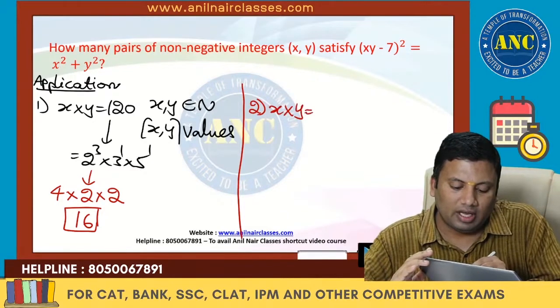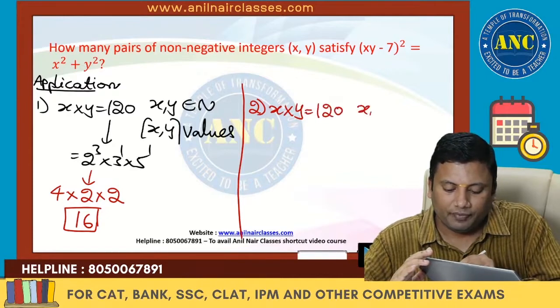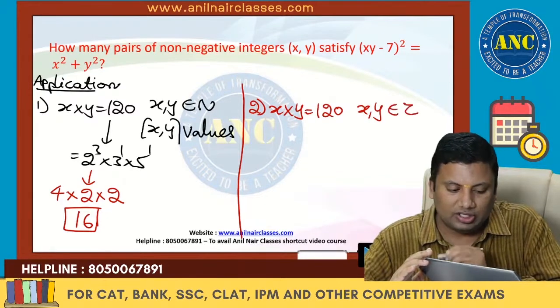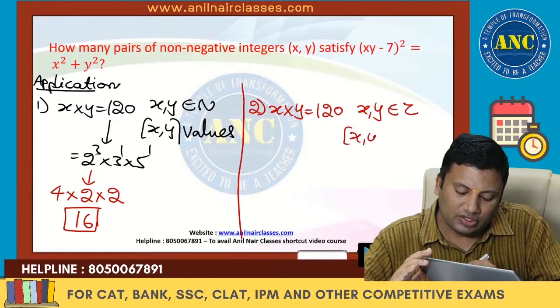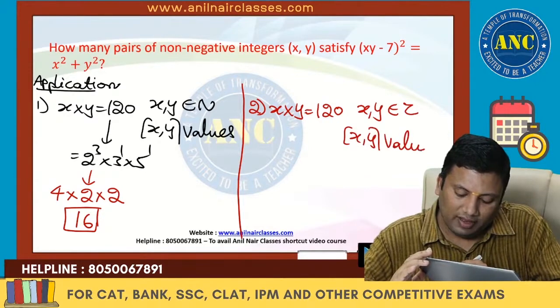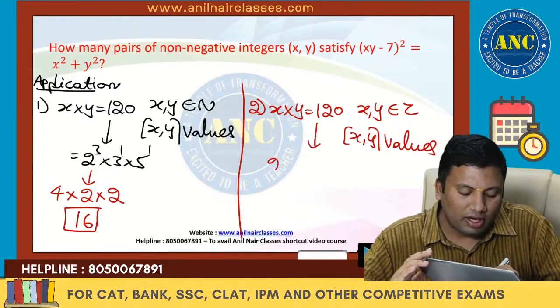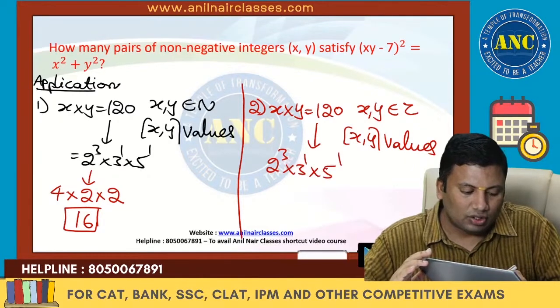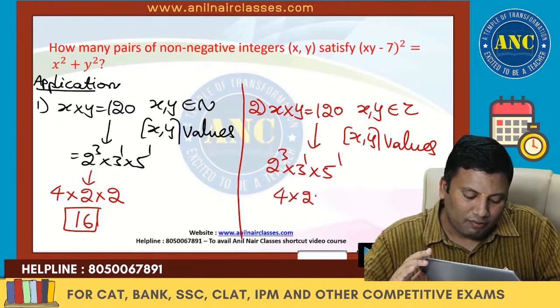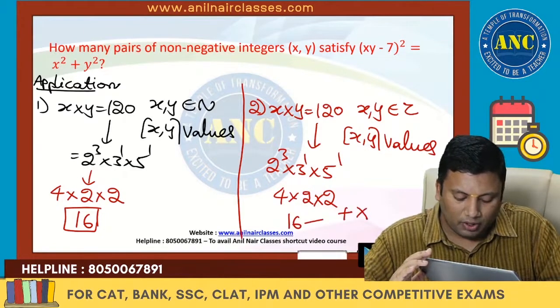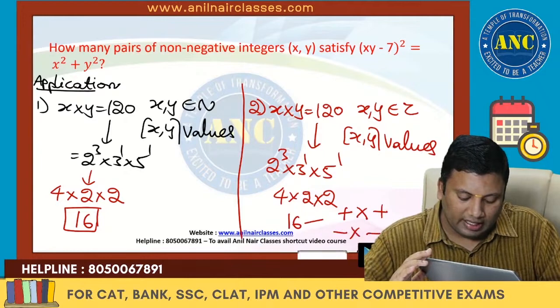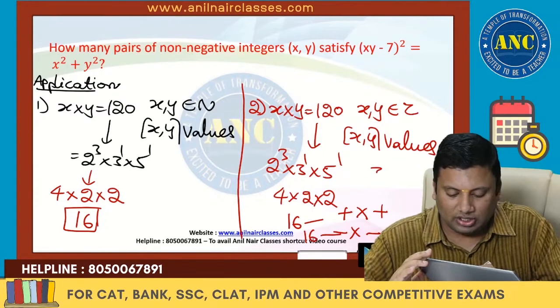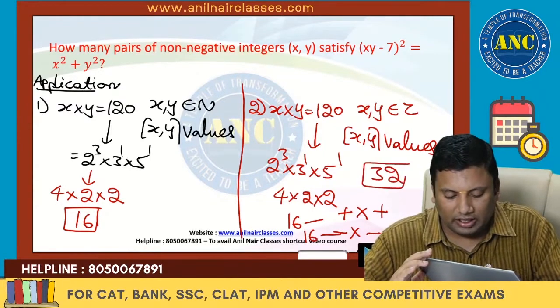X into y is equivalent to 120. X and y are integers. How many values will x and y take? 120 is 2 cube into 3 into 5, so the number of factors will be 4 into 2 into 2, which is 16. 16 will be positive into positive. Negative into negative also there will be 16. The answer is nothing but 32.